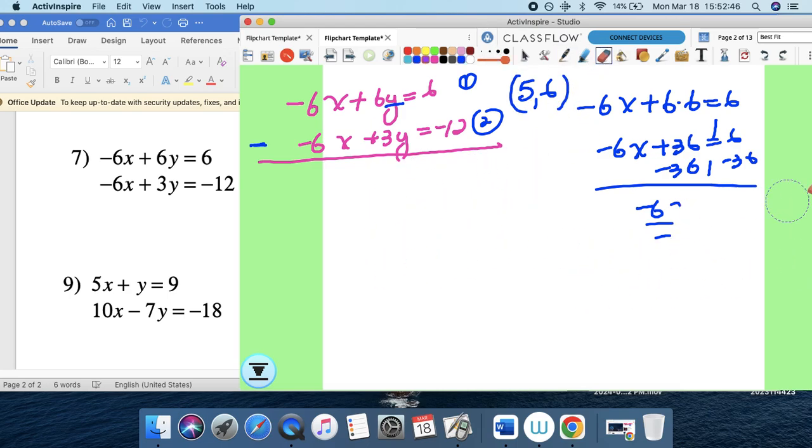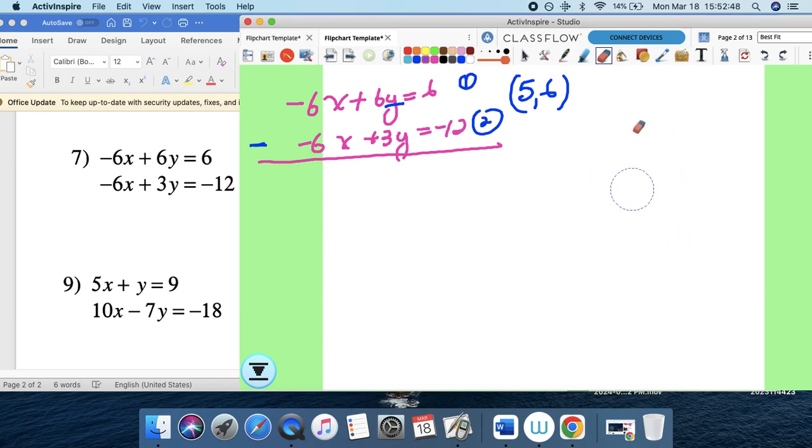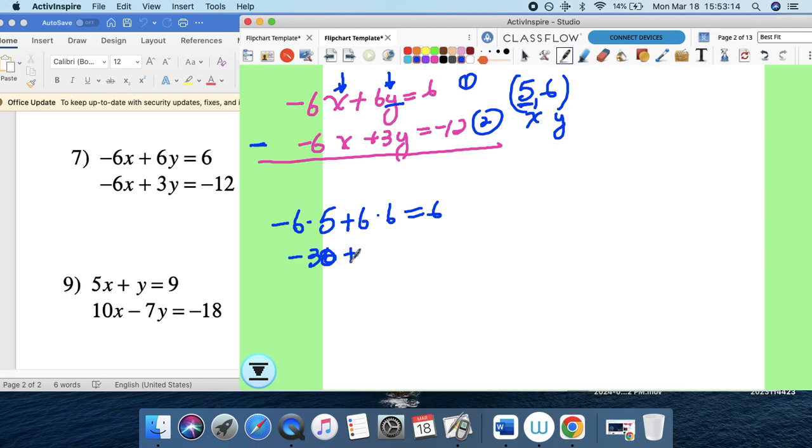So let's do our check. I'm going to do equation 1, which is this one. Negative 6 times 5 plus 6 times 6 equals 6. Remember, I'm replacing this guy, which is the x value, and this guy, which is the y value. I replace the x with 5 and the y with 6. So now, negative 6 times 5 is, sorry, negative 30. And 6 times 6 is positive 36, which equals 6. And negative 30 plus 36 is indeed 6. So equation 1 worked out nicely.